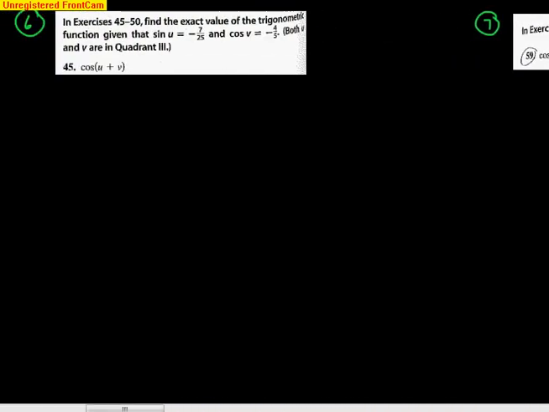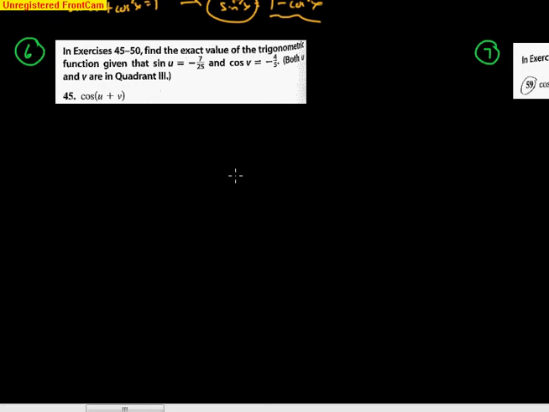All right. So here's one of those triangle problems. So here we go. We're given sine of u is this, cosine of v is that. Both u and v are in the third quadrant, and we want to find the cosine of u plus v. So my advice to start this problem off is expand this. Cosine of u plus v is cosine u cosine v minus sine u sine v.